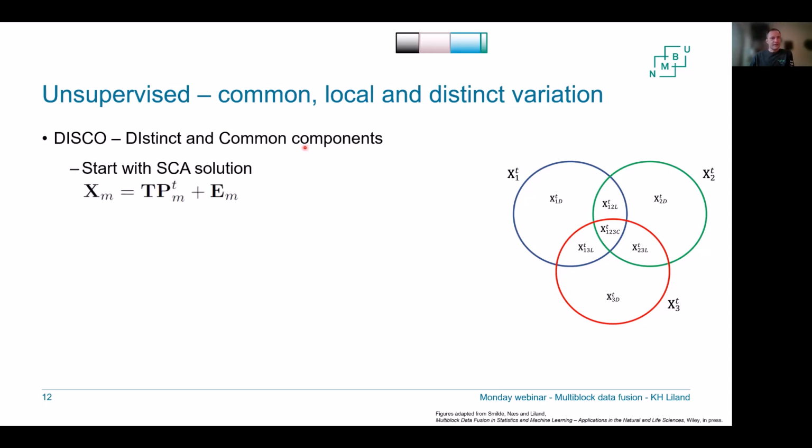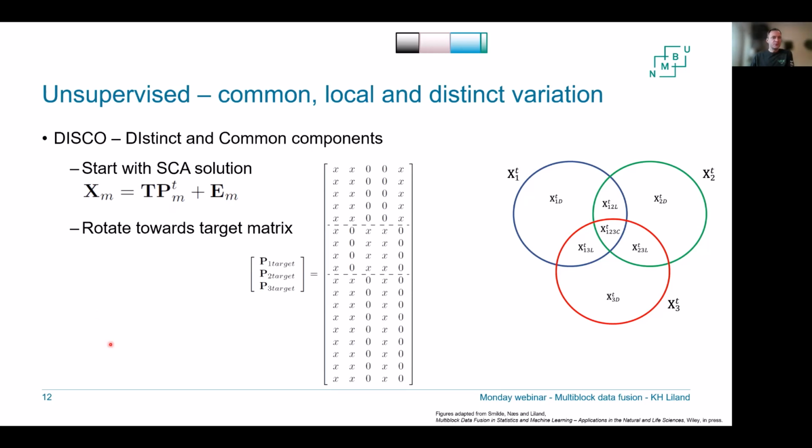This is an SCA again. So starting with the SCA solution, then we rotate this towards a target matrix. And again, in the sample mode, it is the loadings that we make a target on. Had it been the opposite, if we were in the variable mode, it would be the scores that would be the target. And the target works like this.